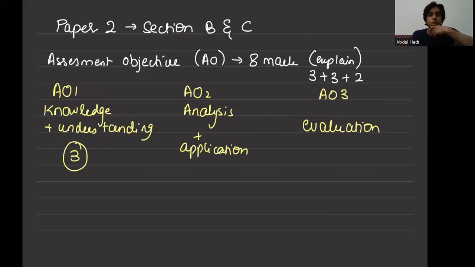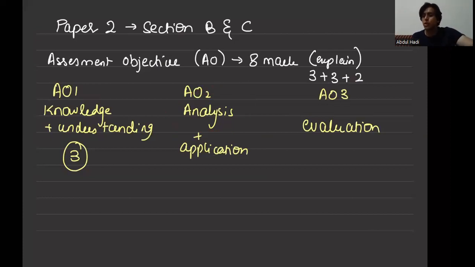Now, what is the assessment objective for part A? I'm talking about part A right now, for section B and section C only. Assessment objectives for the 8-mark question, part A, are divided into 3 parts: knowledge and understanding is the 1st part, analysis and application the 2nd part, and the 3rd part is evaluation. So your marks are divided. If your answer has only knowledge and understanding, there is no analysis and no application, you're not linking with the case. What does analysis mean? To link with the economy.